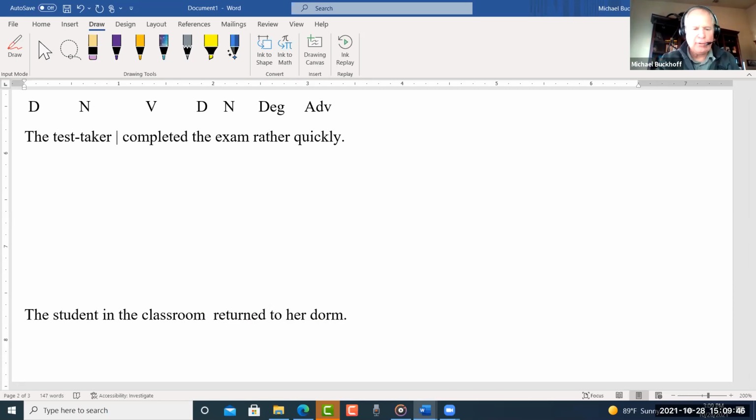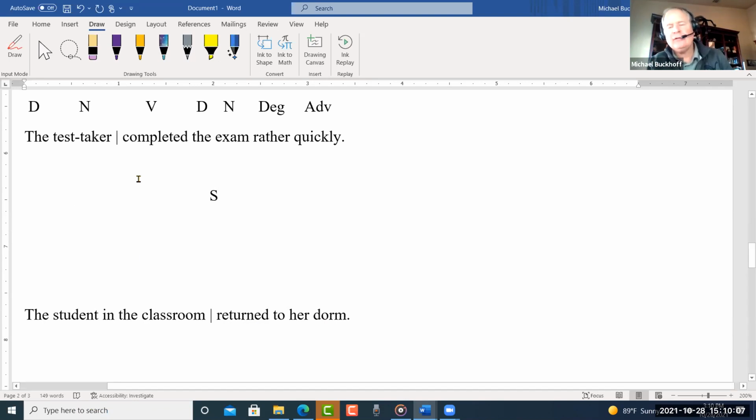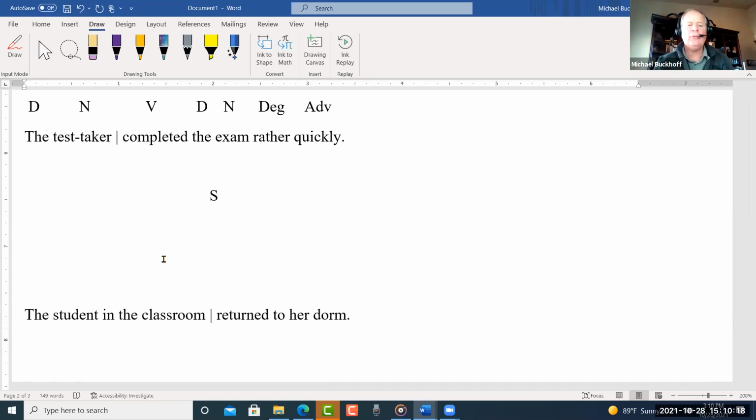So that's the first thing we're going to do. You guys see that? So the student in the classroom returned to her dorm. We're going to say that. So then, like I was telling you a minute ago, you can see where we'll put the sentence here, and we now need to start building it. This one actually has two different prepositional phrases in it. One prepositional phrase is connected to the subject. The other prepositional phrase is connected to the verb. So we're going to show what that looks like.